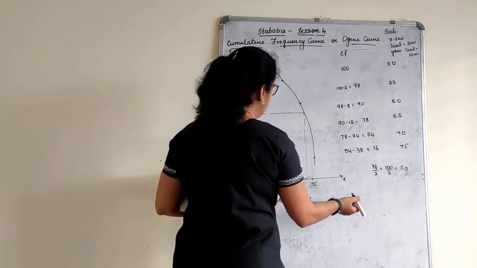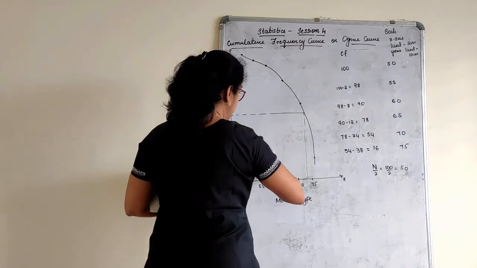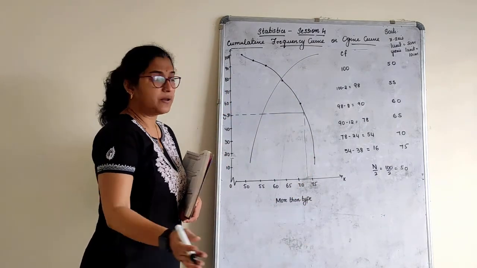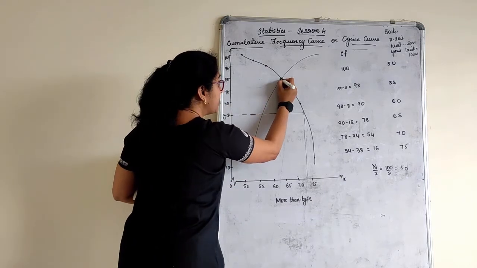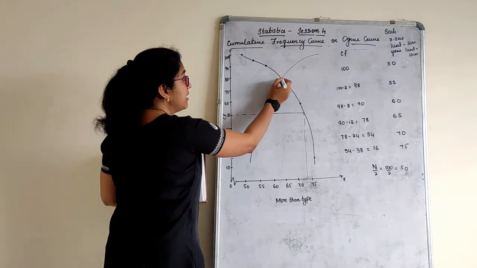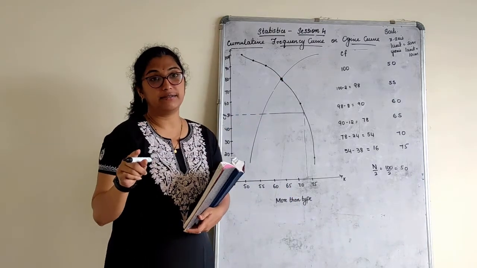Construct that in the same graph. How should the graph come? This should be more than, and less than, it will come like this, generally. Okay. The point where the less than type and more than type intersect, if you see and bring it down, that will be the median there. Okay.